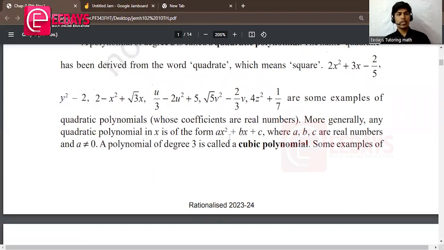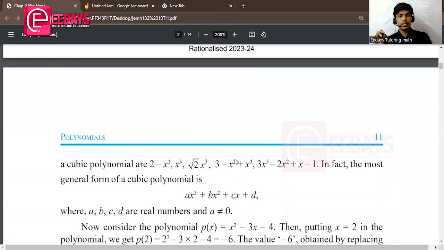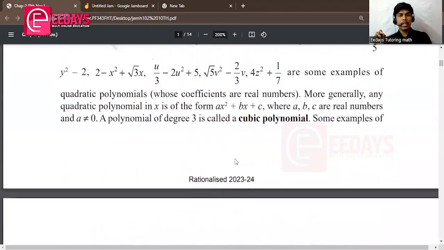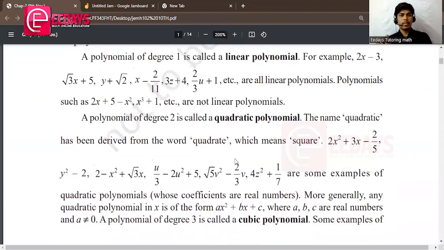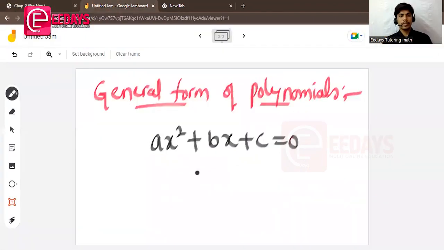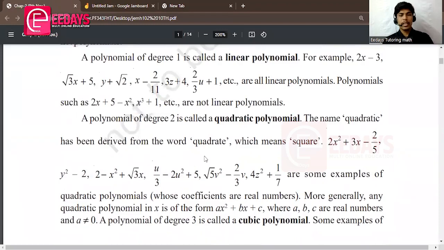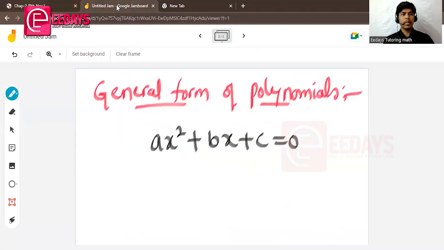So we have to write ax square plus bx plus c, or whatever. If you want to write in cube, it's up to you. Simply you can take ax cube plus bx square plus cx plus d also. It depends on the type of polynomial you are taking. Here I'm taking this, and the conditions are really important. Here a, b, c are real numbers.